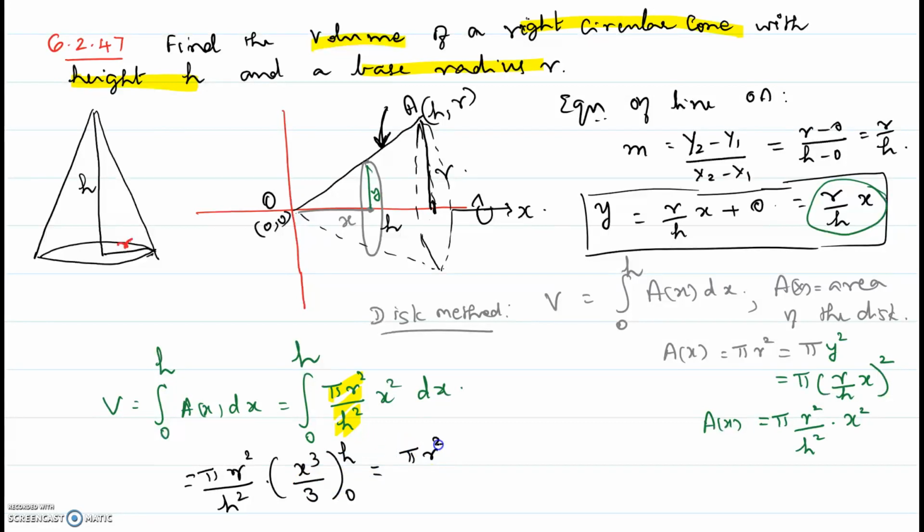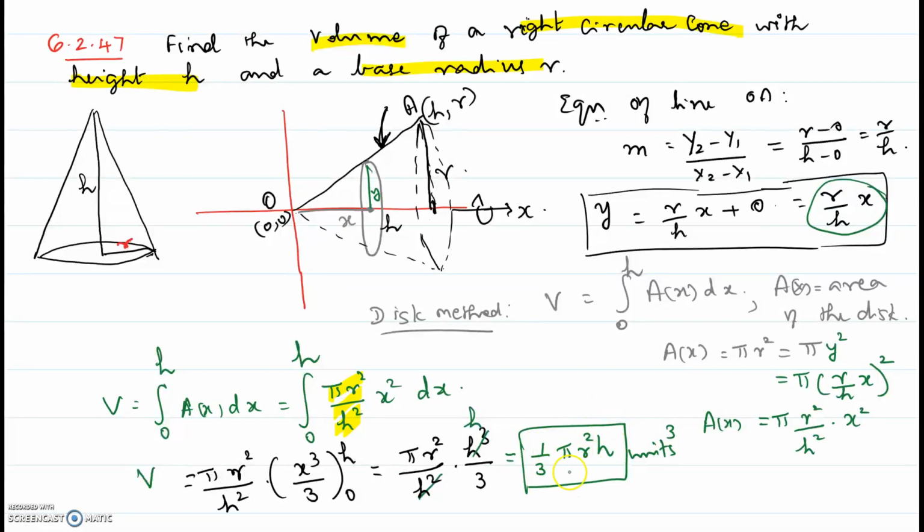So it's pi r squared over h squared times h cubed over 3. If you reduce it, h squared goes into h cubed, which gives you h. So it becomes one-third pi r squared times h. Because it's a volume problem, you may want to say its units cubed. So this is the formula that we have seen in geometry. The volume of the cone is one-third pi radius squared times h.